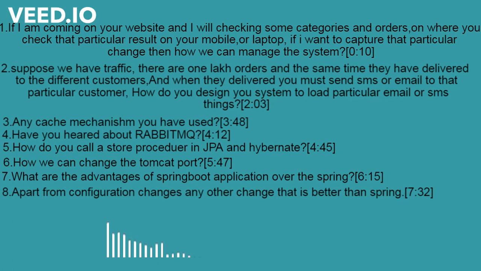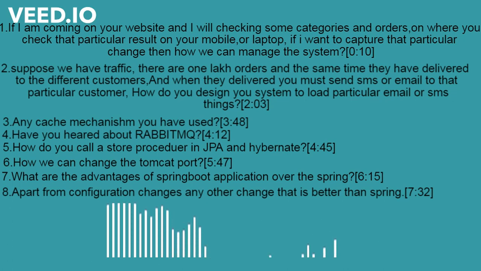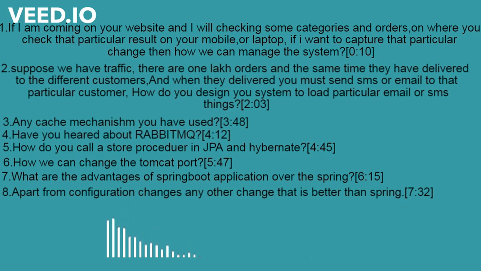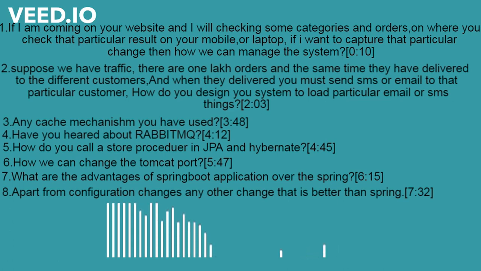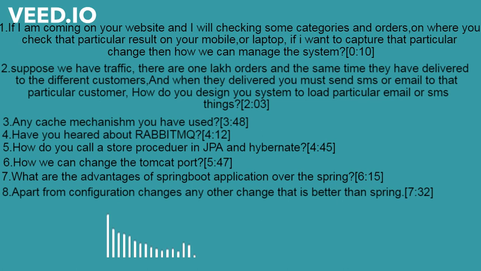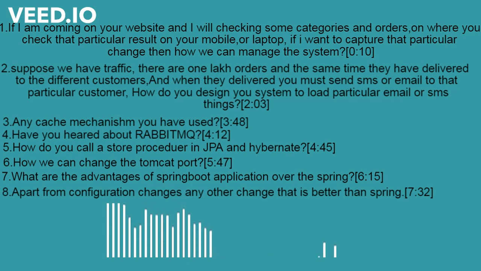How do you call a stored procedure in JPA or Hibernate? We can call it directly. Let's suppose I make one string SQL equal to, in double quotes, call procedure one, and this SQL string we can use directly inside JPA execution methods or JDBC execution methods. It will call the stored procedures of SQL, MySQL, Oracle.